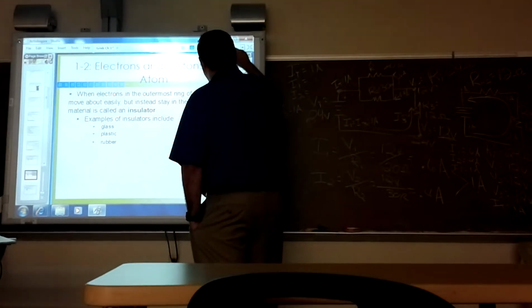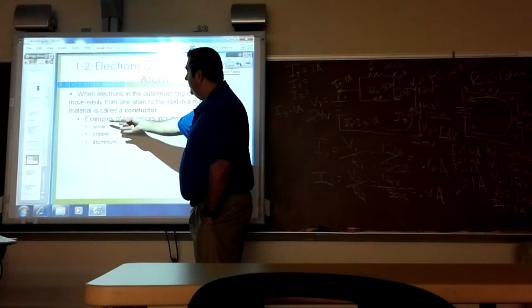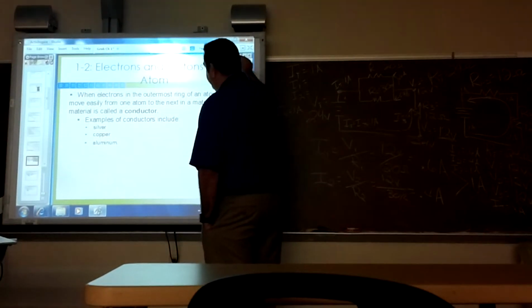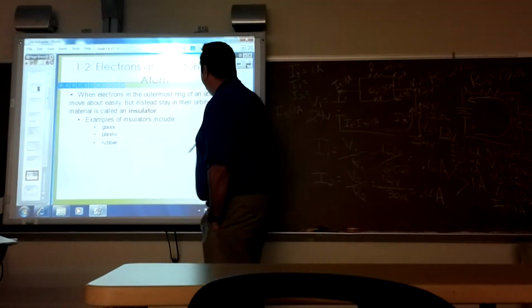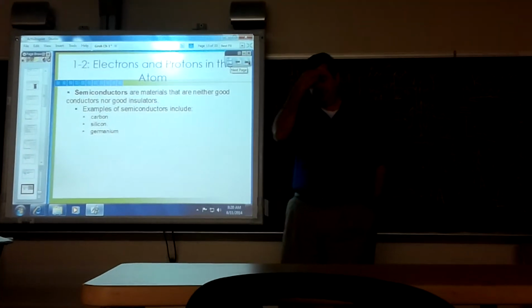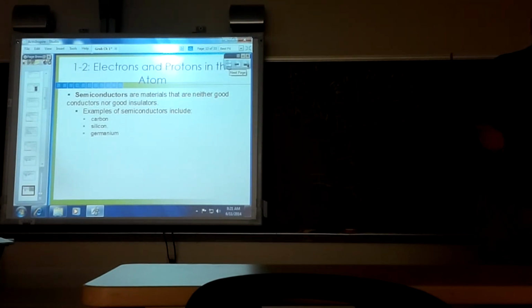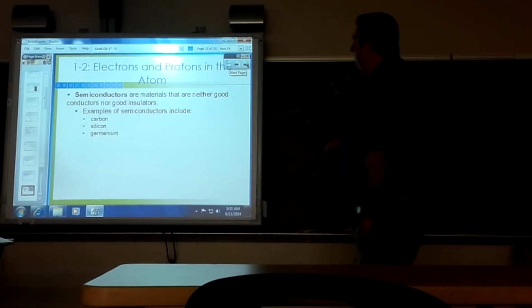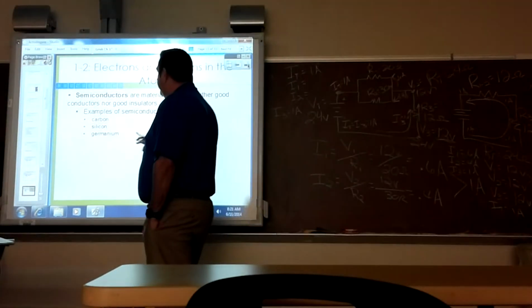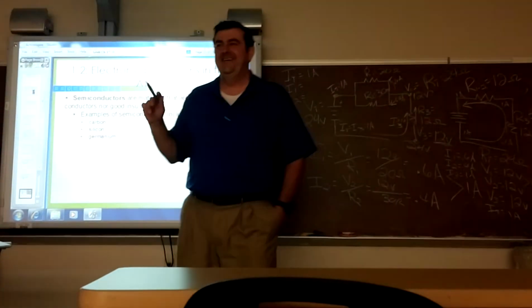Not going to go too far in that atomic structure, but here is a list of conductors: silver, copper, aluminum. Glass, plastic, rubber are insulators. Okay. So copper is a better conductor than aluminum. Why would they use aluminum? Yes, cheaper. Very good answer. Gold's better than copper. Why wouldn't they use gold?